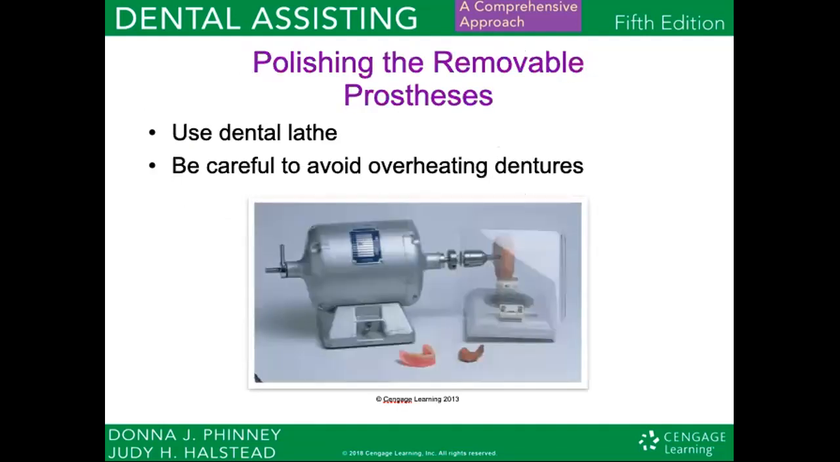A removable prosthesis can be polished on a dental lathe using rag wheels, pumice, slurry, and various other polishing agents. Be careful not to overheat the dentures, and you want to use enough water in your slurry mixture so that you don't overheat and score the dentures. Plastic teeth should be protected, and after polishing, you want to wash them in soap and water, disinfect them, and then store them in water until they're delivered.